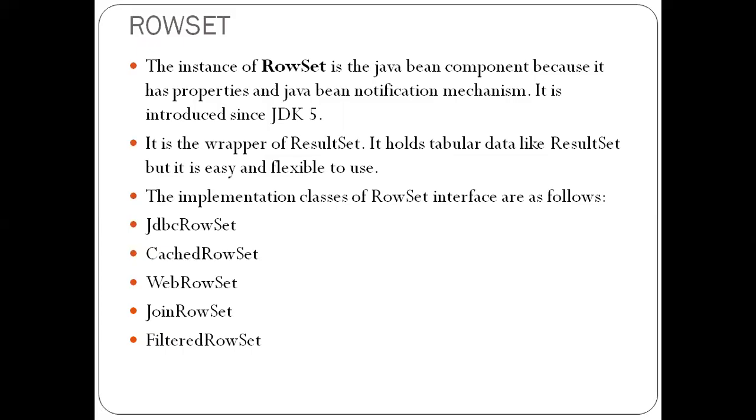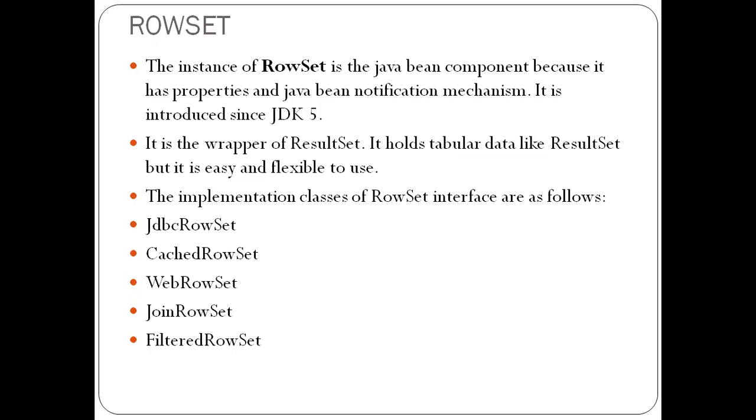And what is a row set interface? Row set is an interface extended from the result set interface. And this row set interface is given in the javax.sql package. This row set interface has all the benefits of result set and it has some additional features. So we'll see now what are the differences between result set interface and row set interface.